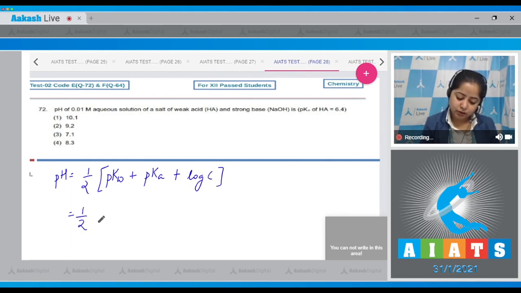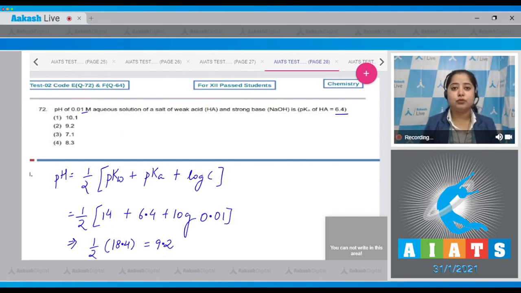Let's put the values. The value of pKw is 14 plus the value of pKa is 6.4 plus log of concentration 0.01, which is equal to 18.4 upon 2, that is 9.2. That means the correct answer is option number 2.